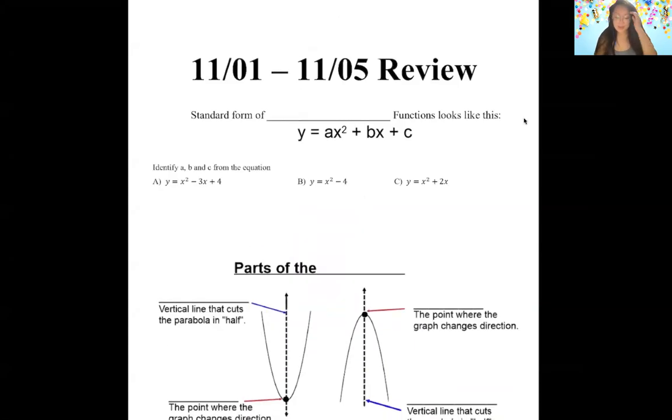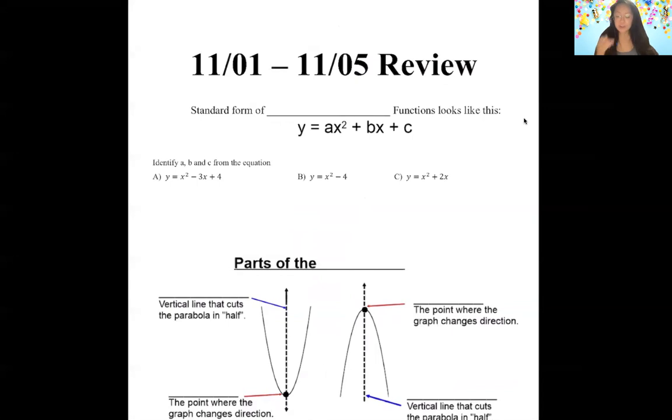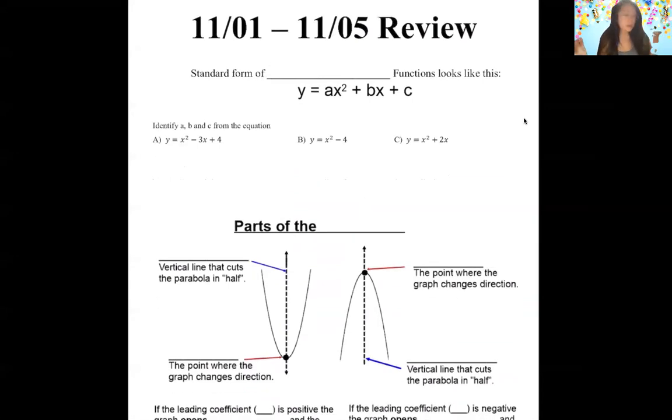Hey guys, so we're looking at our review from November 1st to November 5th. And what we did this week was we worked a lot on quadratic equations. Okay, that's what we started off with.